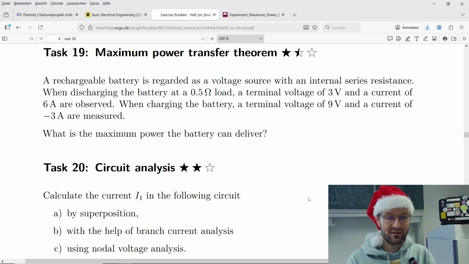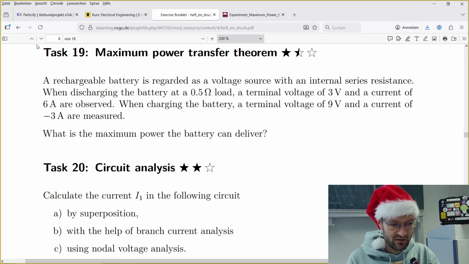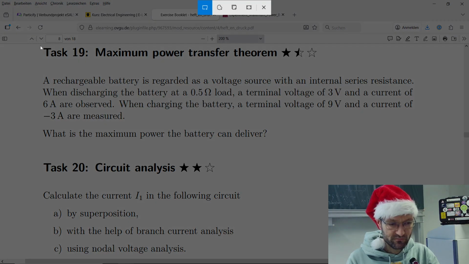Another interesting problem that we could have a look at from our exercise booklet is once again task number 19 about the maximum power transfer theorem. I'm quite sure that there's also a nice worked out solution and example from the last semester, but we can maybe try to do another quick simulation in LTspice of such a problem. And what I will do is make a quick sketch.